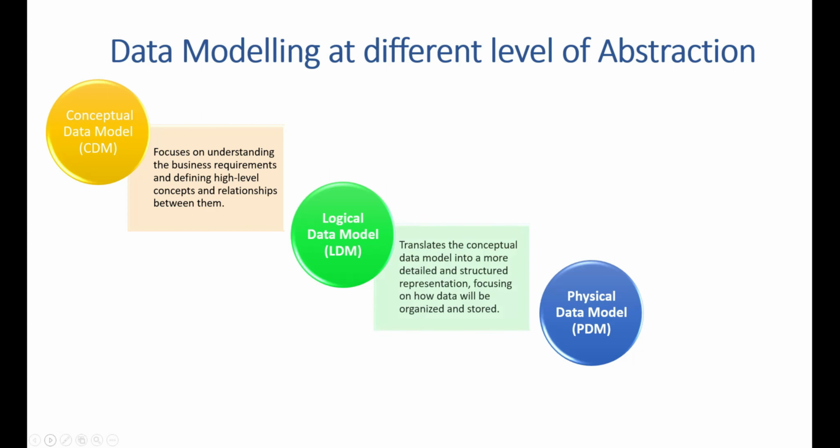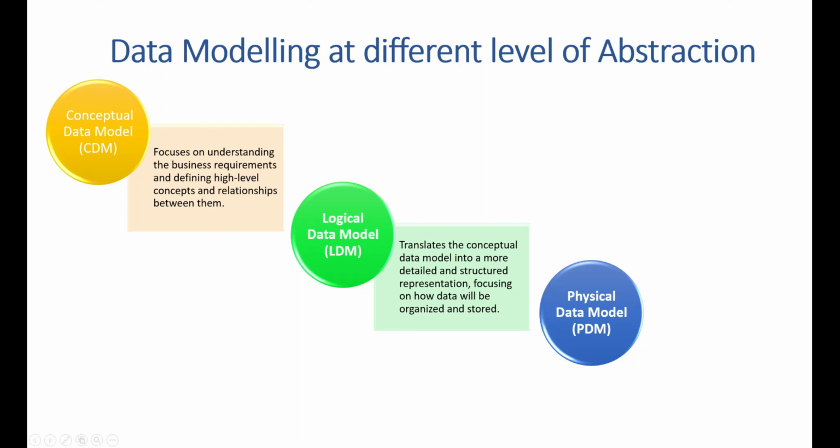When it comes to the logical data model, this translates the conceptual data model into a more detailed and structured representation, focusing on how data will be organized and stored. Here is where we start thinking about the data. In the conceptual data model, we are not thinking much about the data; we are thinking about the requirements and how to capture them. But in the logical data model, we have started thinking about how to store and organize the data. That's the difference.